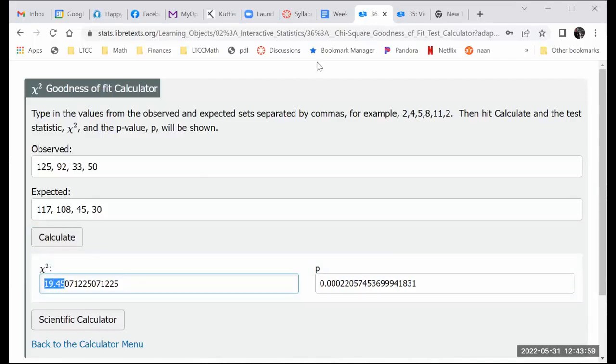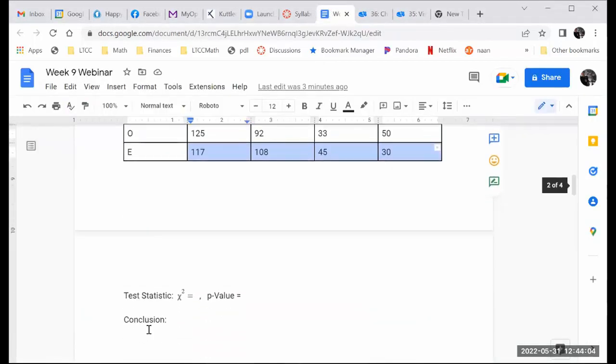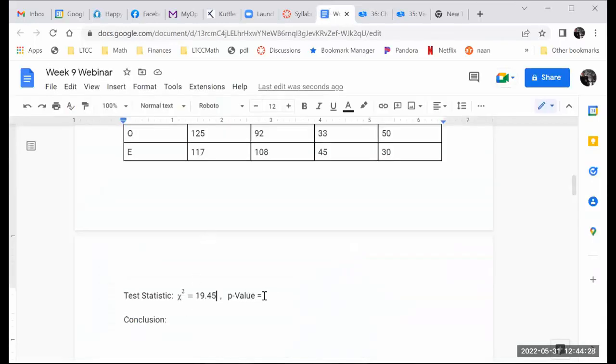So let's write that down. So chi-squared is equal to 19.45. If you want to write CHI and then with the 2, that's fine too, because it's kind of hard to find this capital chi letter. The p-value is 0.0002. Any questions on the chi-squared test statistic and the p-value?